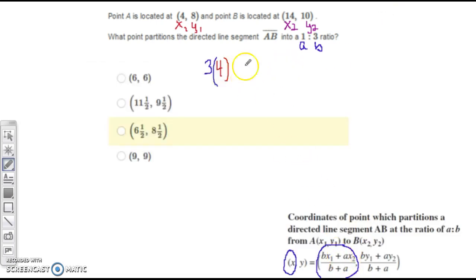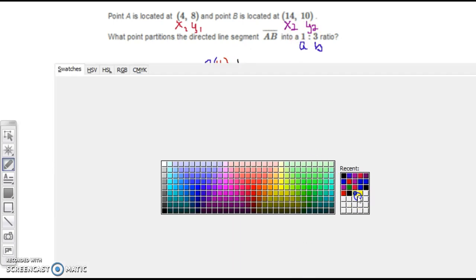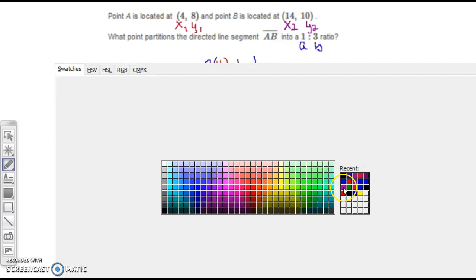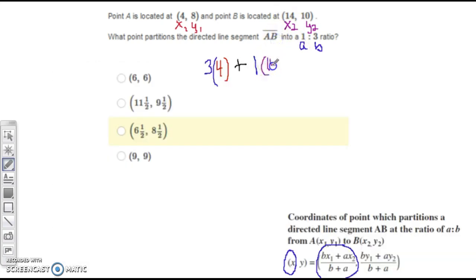Then it says plus, and then it says the letter A. The letter A was 1. And we want to multiply that by x2. My x2 is 14. And then it says divided by B plus A. So my B was 3 and my A was 1.